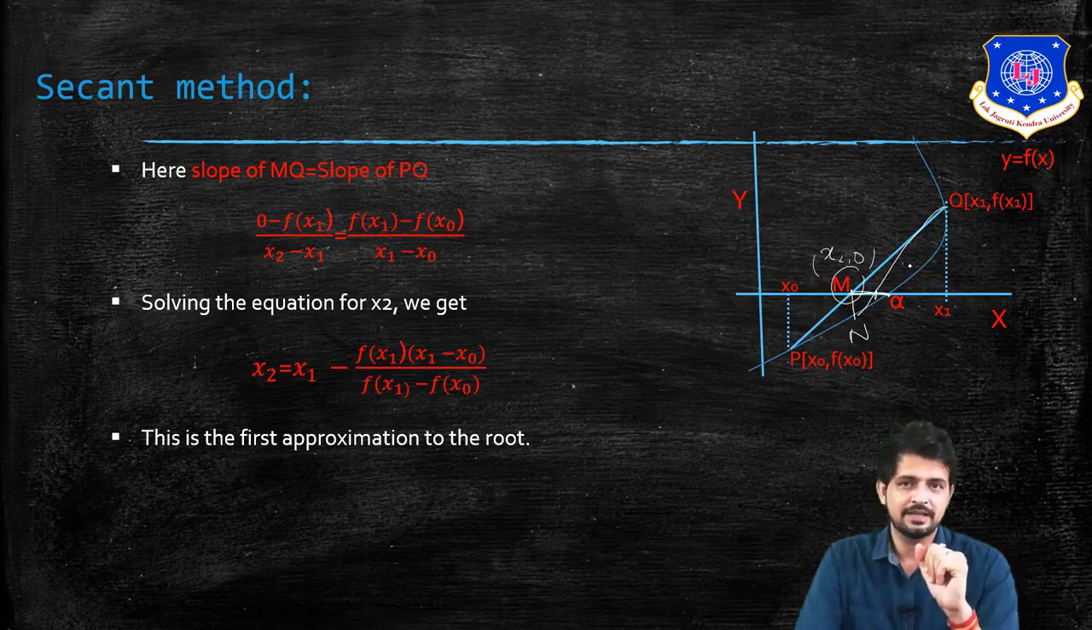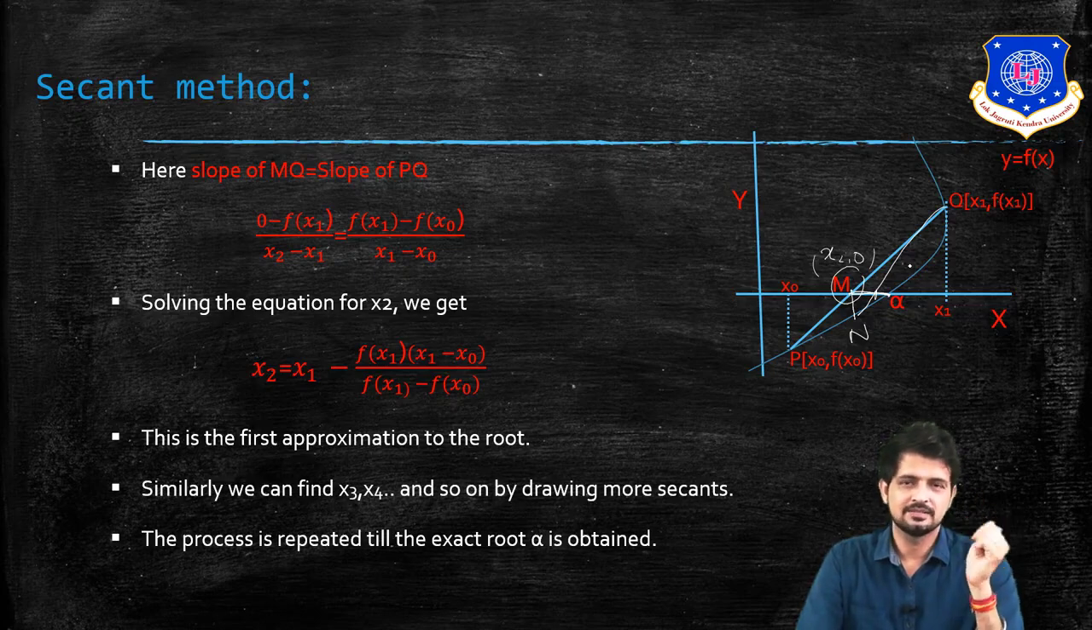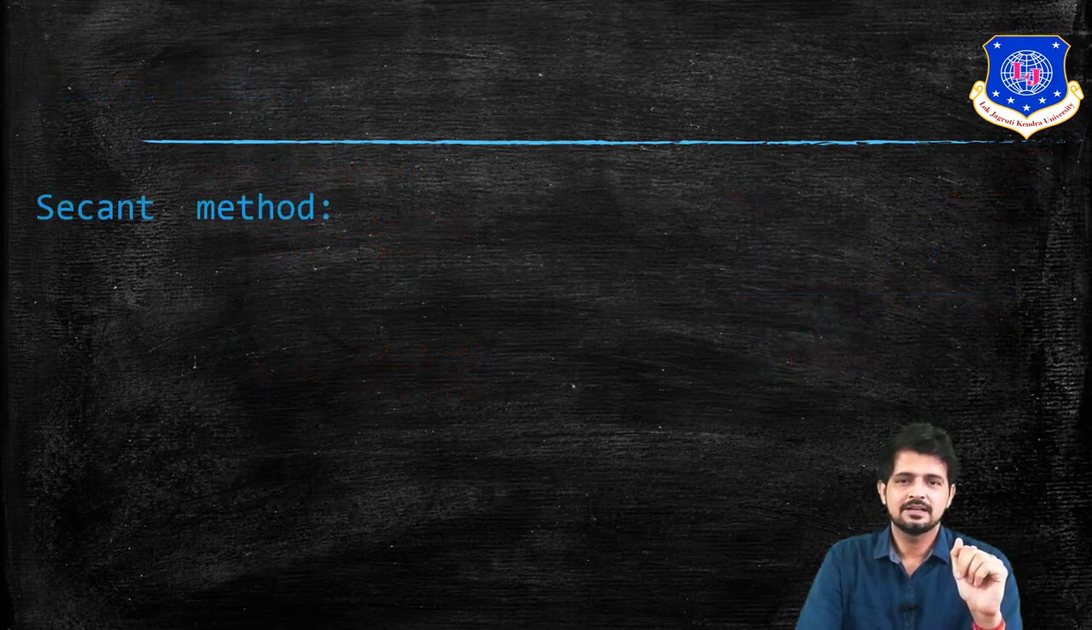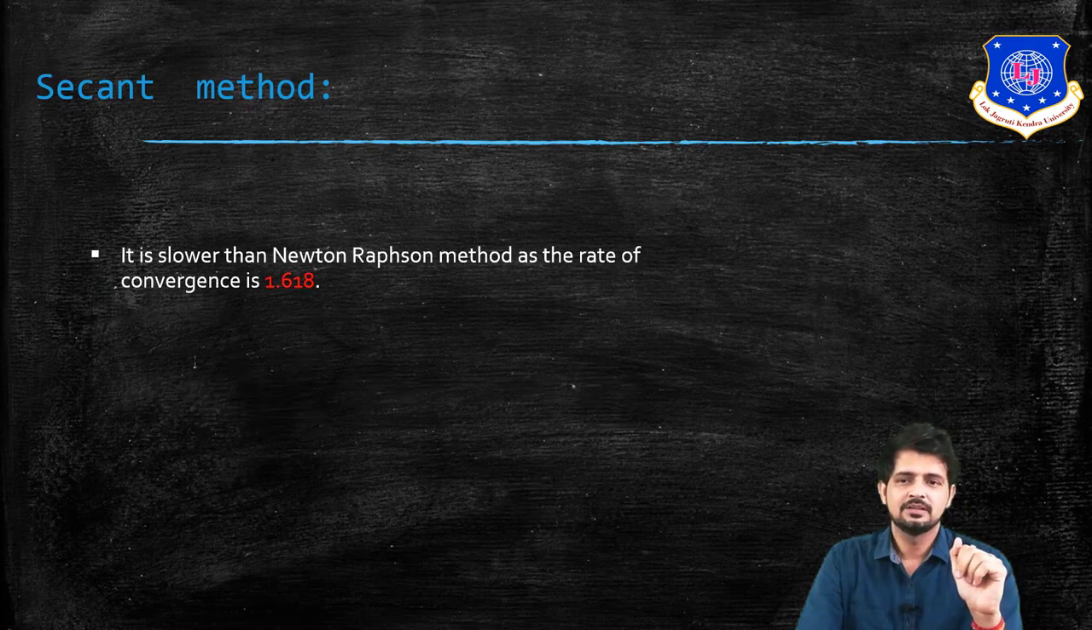So in this way, we can find the exact root alpha with the help of this method by drawing more and more secants. See, secant and chord both are same. Remember, here secant and chord both are same. Fine. Let us study some features of the secant method.